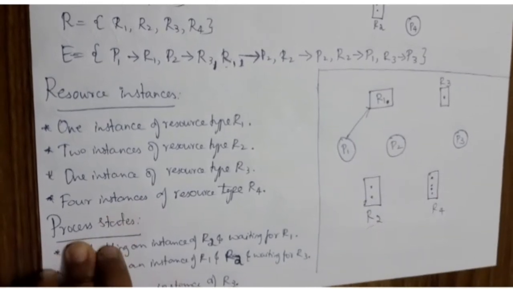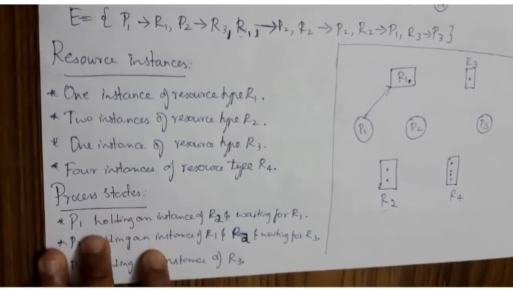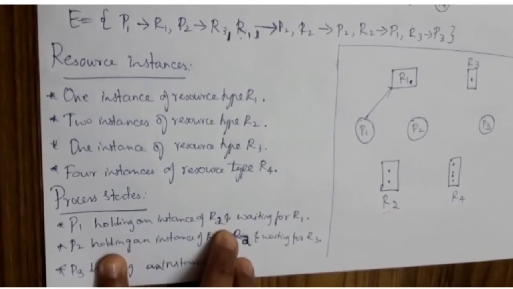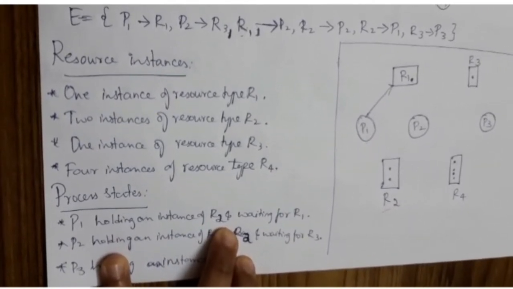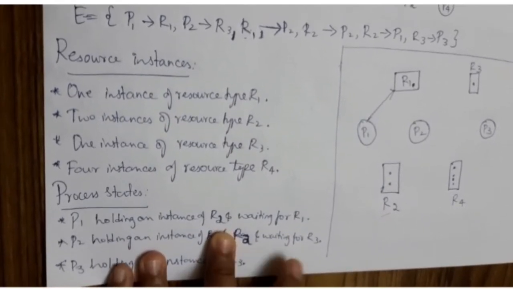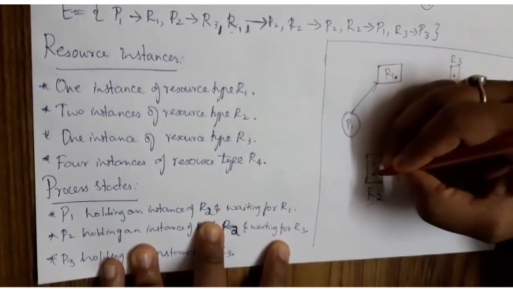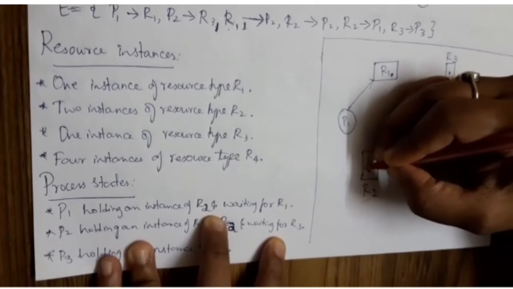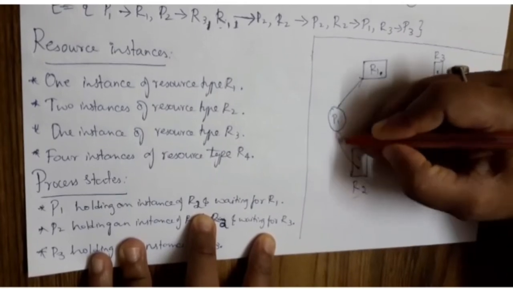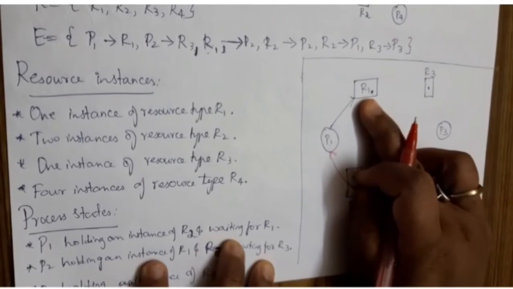Four instances of resource R4. Now, process states. Process states tell that process P1 is holding an instance of resource R2 and waiting for resource R1.